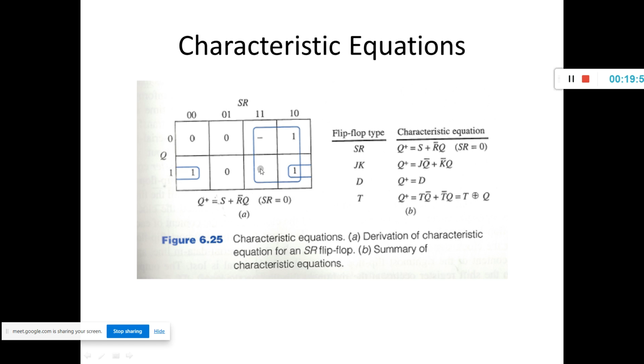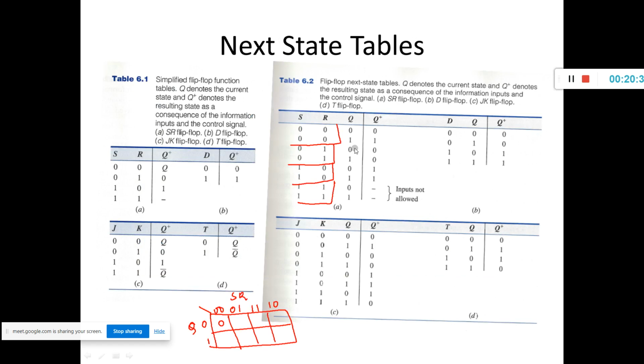Okay, QSR. For that, you complete and group it, and you will get Q plus equal to S plus R bar Q. When you group, see here, this one, what you are getting: R bar Q. For this quad, you are getting S. So Q plus equals S plus R bar Q. This is the characteristic equation of the SR flip-flop. Okay, so the SR flip-flop I have explained now.